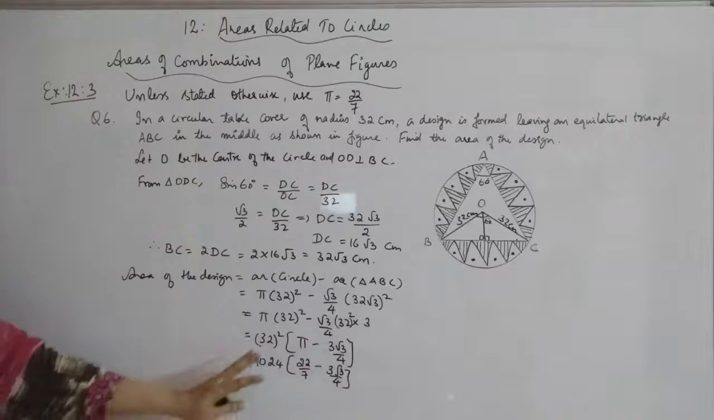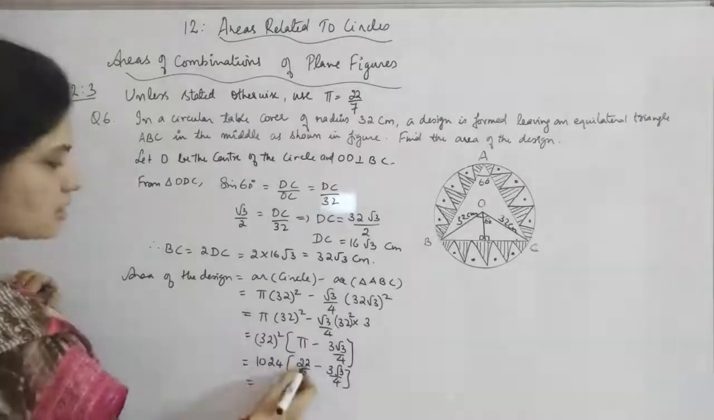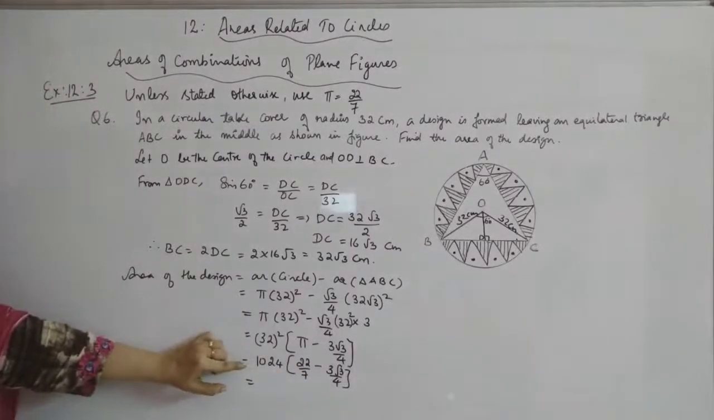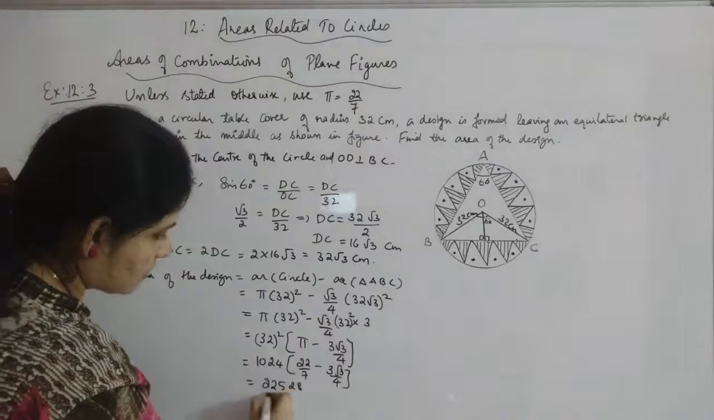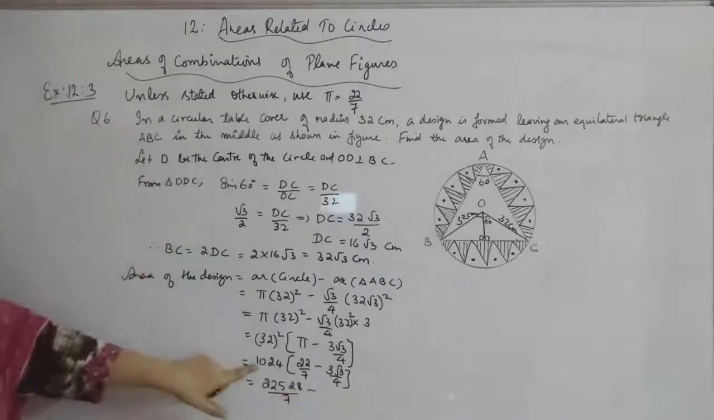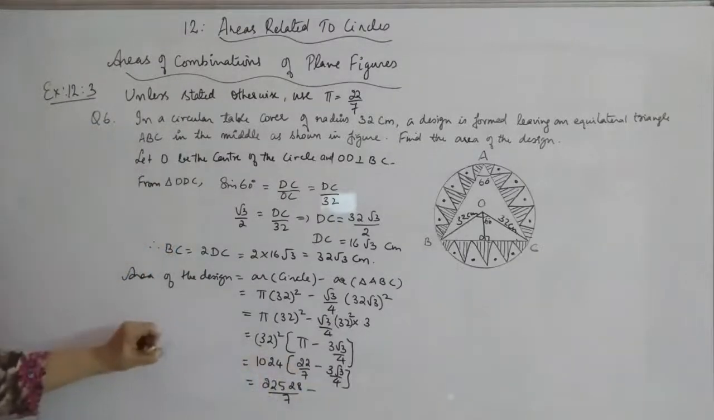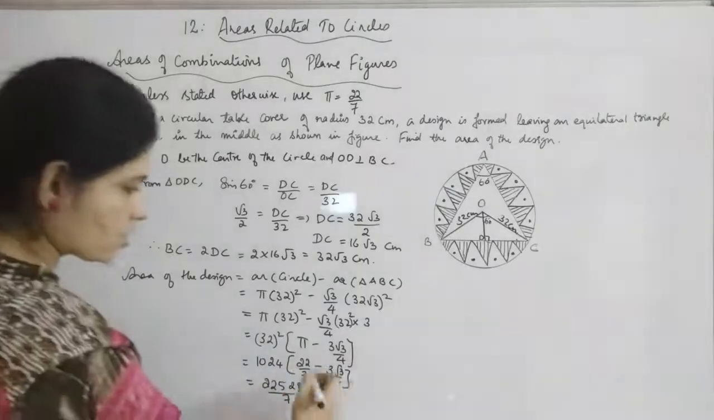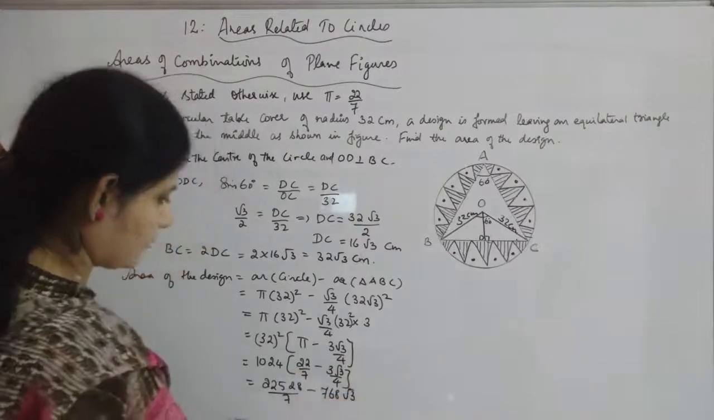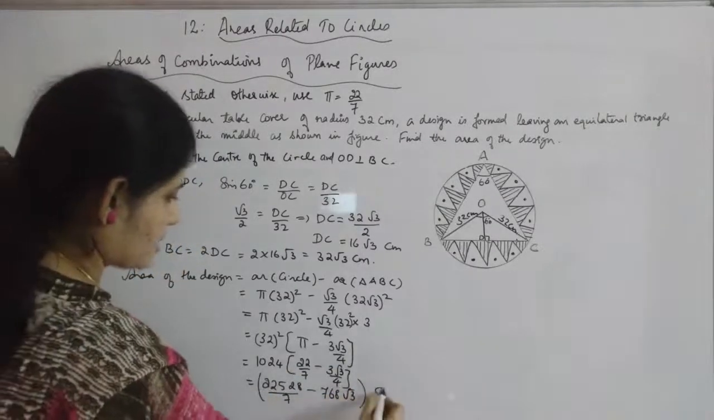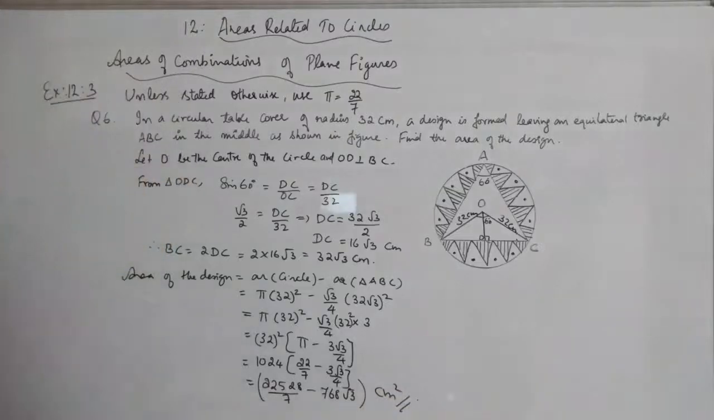Now just multiply these things, you will get 1024 into 22 as 22528, 22528 by 7, minus again this into this, 4 gets cancelled with 1024, and you will get 768 into 3, everything will give you 768 root 3 centimeter square as the area of the design. Okay.